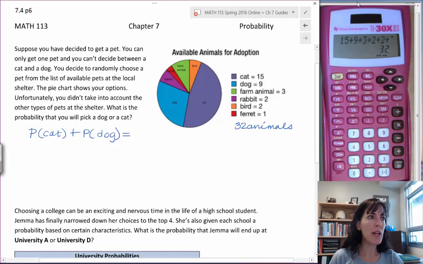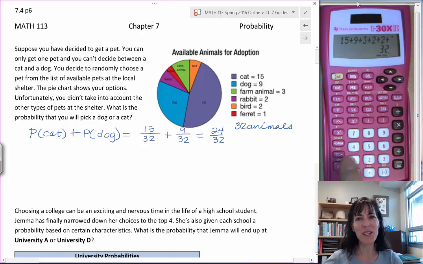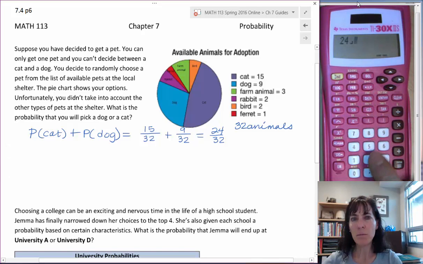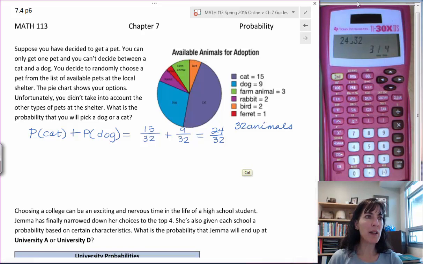So the probability of a cat is going to be 15 cats in the shelter out of 32 animals, plus the dogs, 9 dogs out of 32 animals. We can just add those two together. 9 and 15 is going to give you 24 out of 32, and I know that'll reduce, and I'll show you on the calculator again, using that ABC button to reduce, and that comes to 3/4.